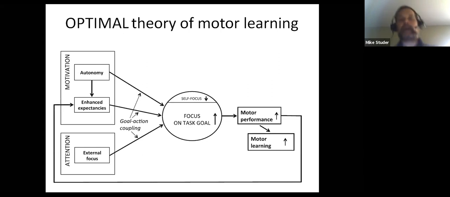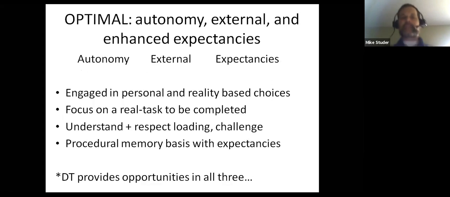Slides here, pretty familiar with the optimal theory of motor learning. And that's depicted here. You see the 3 primary tracks of which would include autonomy, enhanced expectancies, and external focus. And dual task training complements all three of those. And this slide shows you exactly how that happens with the autonomy, the external focus, and expectancies all folded in for a person that gets the opportunity to select the distraction, focus on a goal, and expect the next repetition to be even more successful.